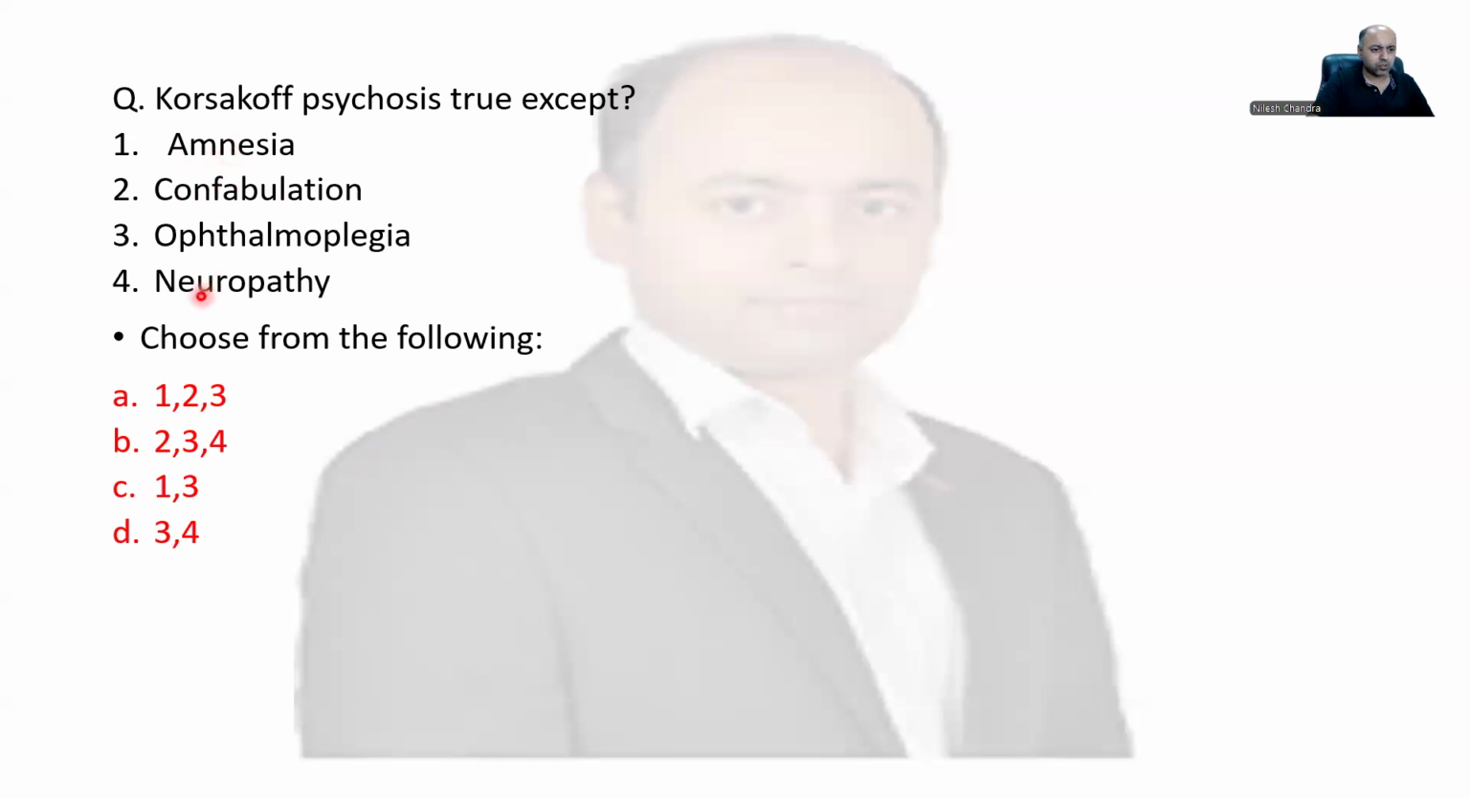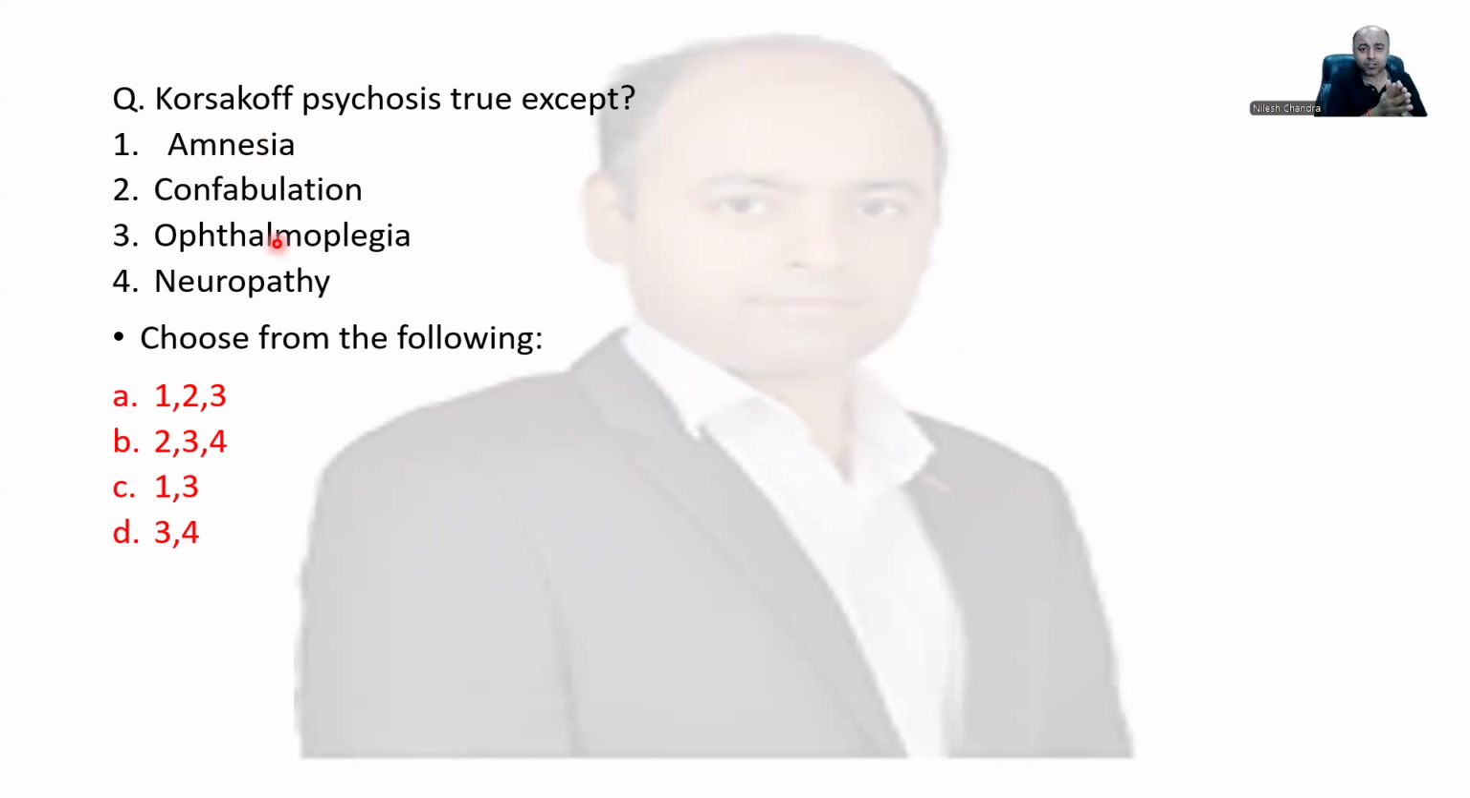So the best, you cannot leave out, if you look at option one, two, three, four, you cannot leave out amnesia. You cannot leave out the confabulation. So best answer should be one, two, and three. Amnesia, confabulation, ophthalmoplegia. So trick to understand here is that Korsakoff psychosis is the late sequelae of Wernicke encephalopathy. So the features of Wernicke will definitely be there. Okay. What are the features of Wernicke?